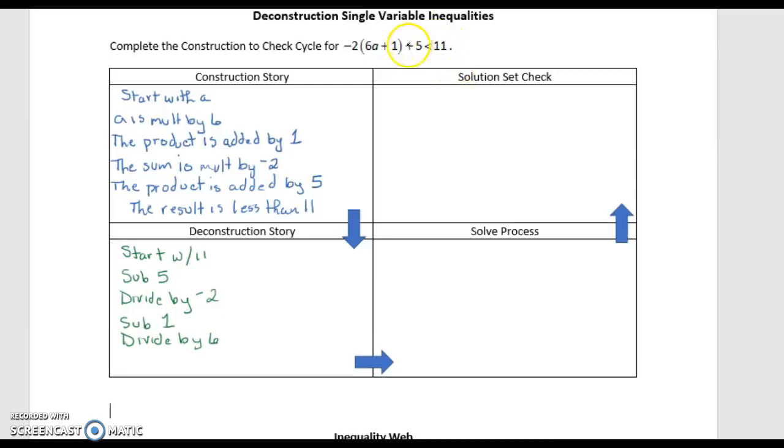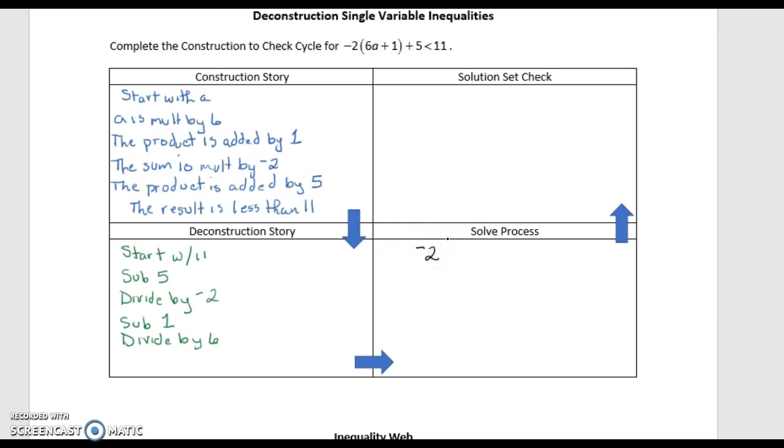For this part of the lesson, we're going to talk about deconstructing when we have an inequality rather than an equation. I went ahead and filled in the construct and deconstruct story, so take a minute just to do that. We're going to work through this problem exactly how we worked through the equation problems, and then we're going to talk a little bit more about why this is different than having an equation. So we start off as we've done before.